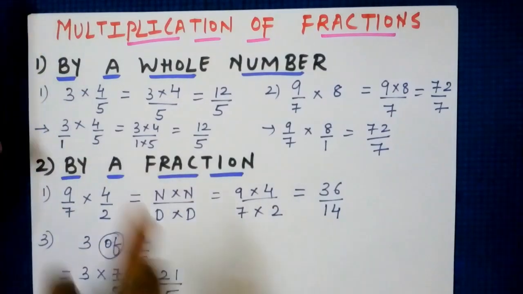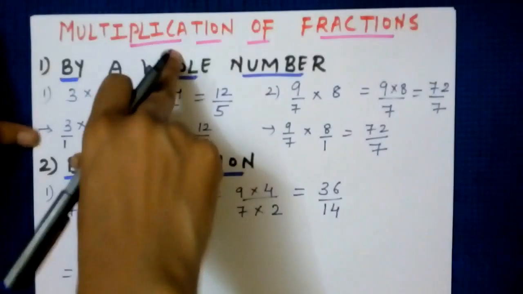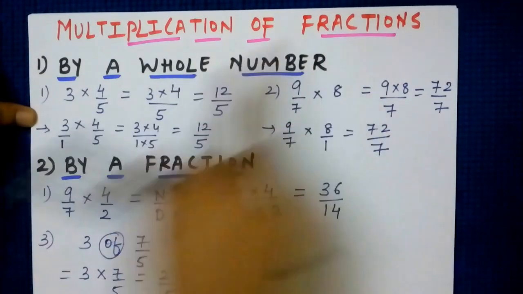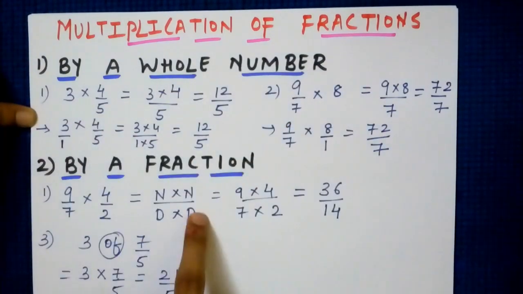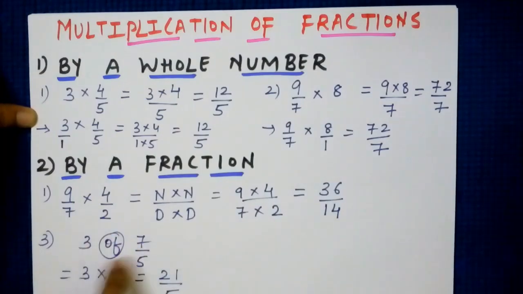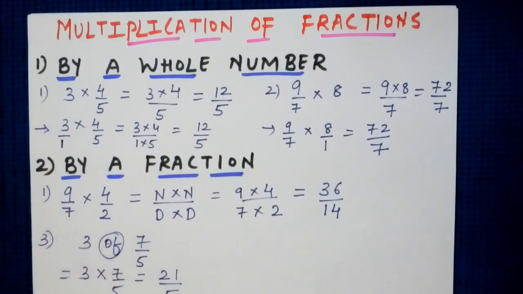Now in some books, in place of multiplication, the product of fractions is given. Product and multiplication both are the same. Second thing, multiplying a whole number with fractions, this is the procedure, and a fraction with a fraction, this is the procedure. And if 'of' is given, 'of' stands for multiplication. So in place of 'of' we will keep a multiplication sign, and this way we will multiply. So multiplication of fractions is what we have seen today.